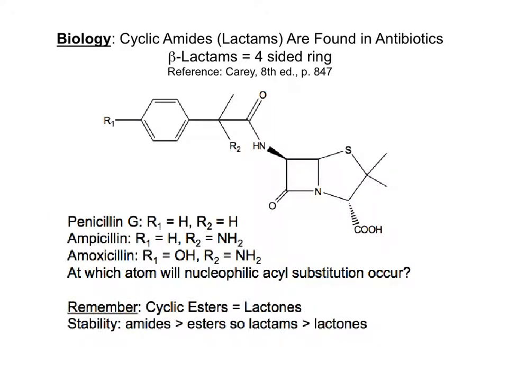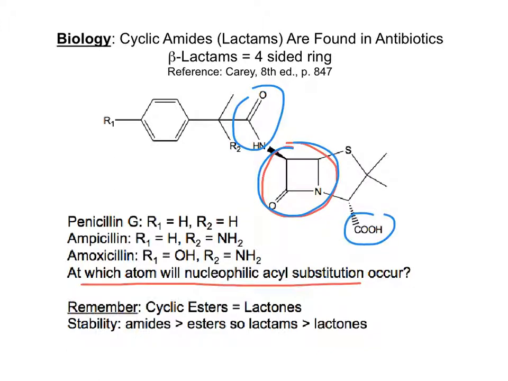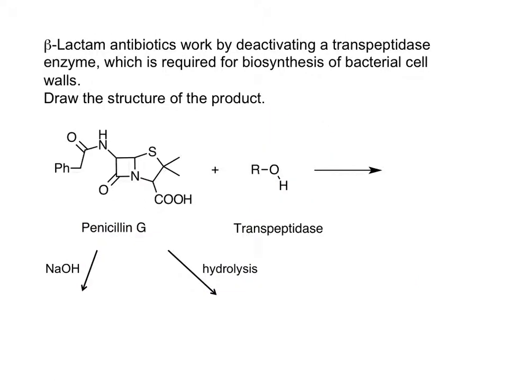Cyclic amides are called lactams, and beta-lactams are a common structural feature in antibiotics. Note that there are 3 acid or acid derivatives in this structure, so stop the video and answer the question: at which atom will nucleophilic acyl substitution occur? So here are the 3 acid or acid derivatives, and the acyl substitution reaction will occur at, so although amides are the most stable of the acid derivatives, remember that a 4-sided ring has ring strain, so this lactam ring is the most reactive. So beta-lactam antibiotics work by deactivating a transpeptidase enzyme.